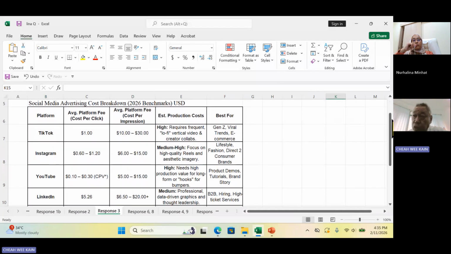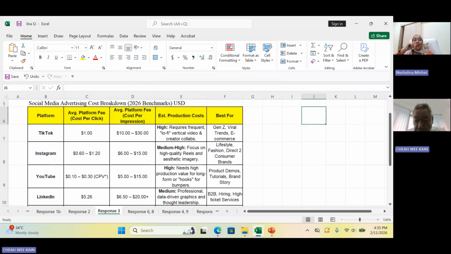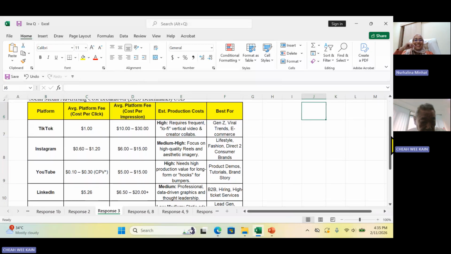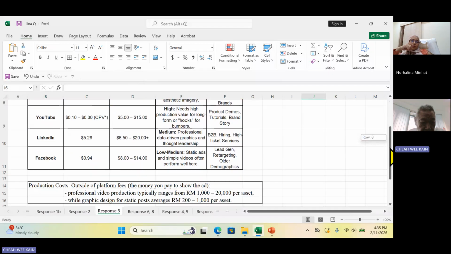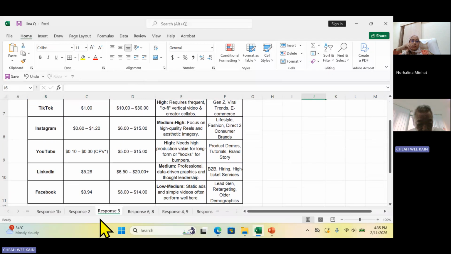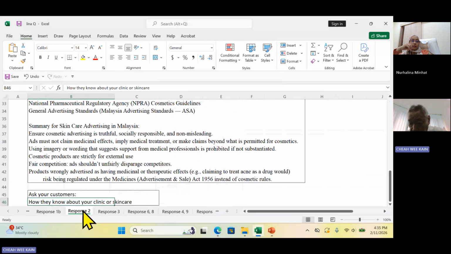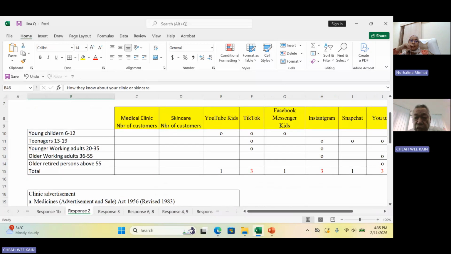Okay, like for example, YouTube, you may have to pay. So this is a platform. I put the color here so it's easy for you. So these are the platforms: TikTok, Instagram, YouTube, LinkedIn, and Facebook. I selected these 5 because of the 333.